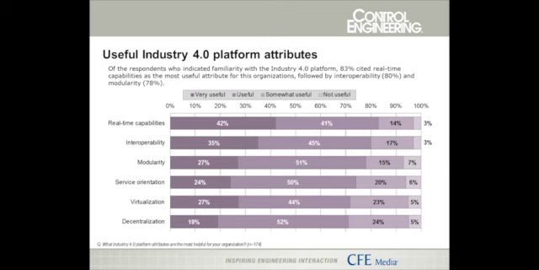We also listed major attributes of Industry 4.0 and asked survey takers to rank how useful each of these were. Real-time capabilities and interoperability ranked highest, followed by modularity, service orientation, virtualization, and decentralization. Here again, even the lowest on the list are ranked as useful or very useful by well over half of the respondents.